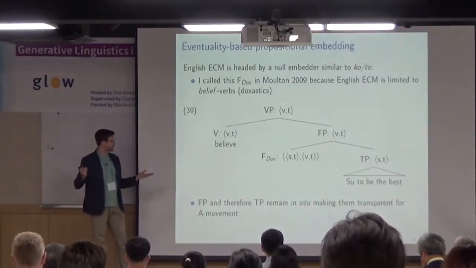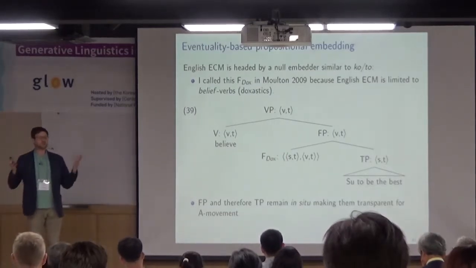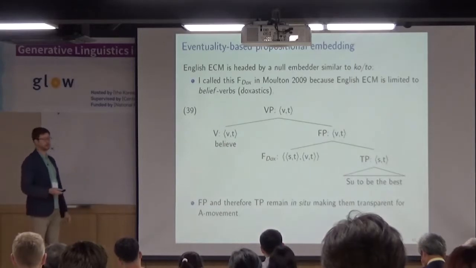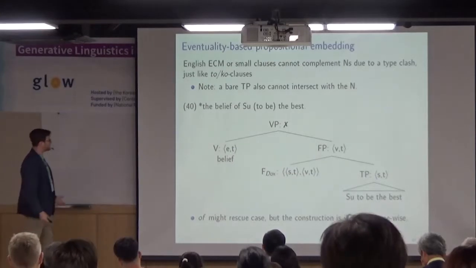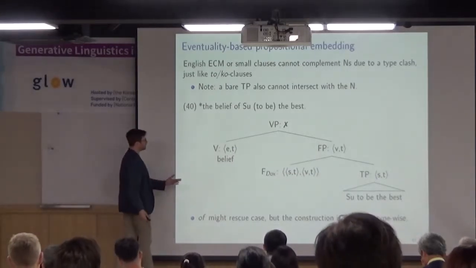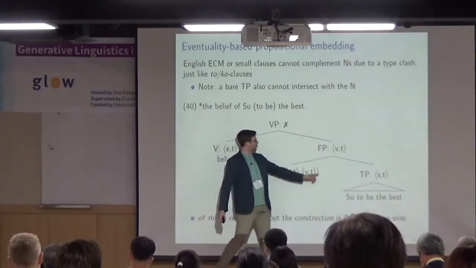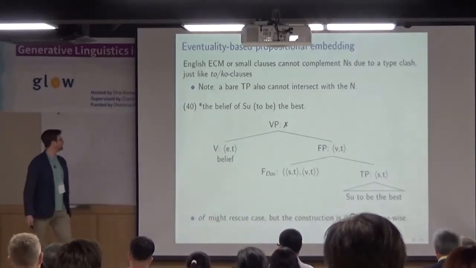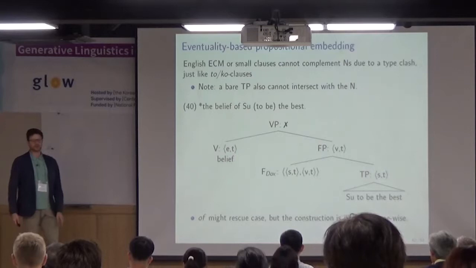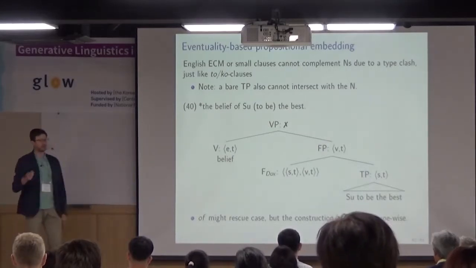And of course, it's not surprising that this thing is transparent for movement, because it doesn't move itself, it stays in situ, so it's transparent for A-movement and A-bar movement. Okay. And it captures, just as it did in Korean and Japanese, why belief, if it's just a simple property of individuals, can't combine with these clauses, because that's the wrong semantic type. Okay. Sure, stick of into rescue case all you want. The reason the belief of Mary to be upset is ill-formed is because of a type clash, not because of a case problem.